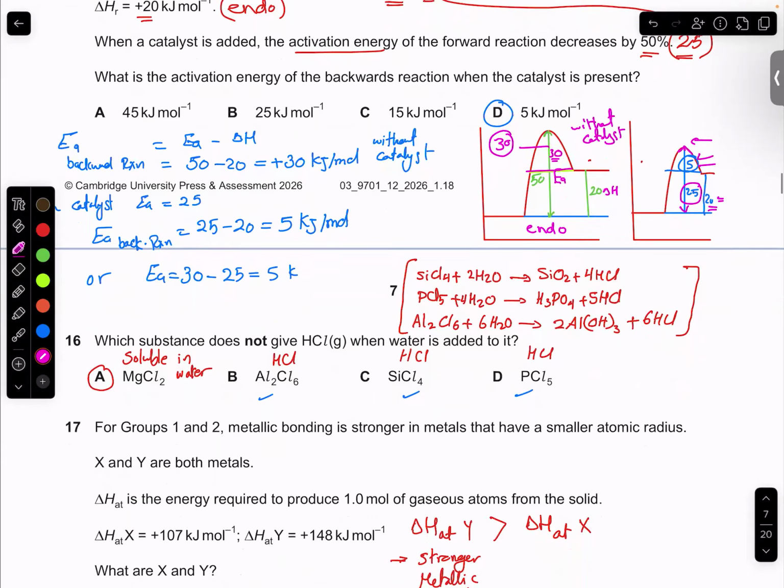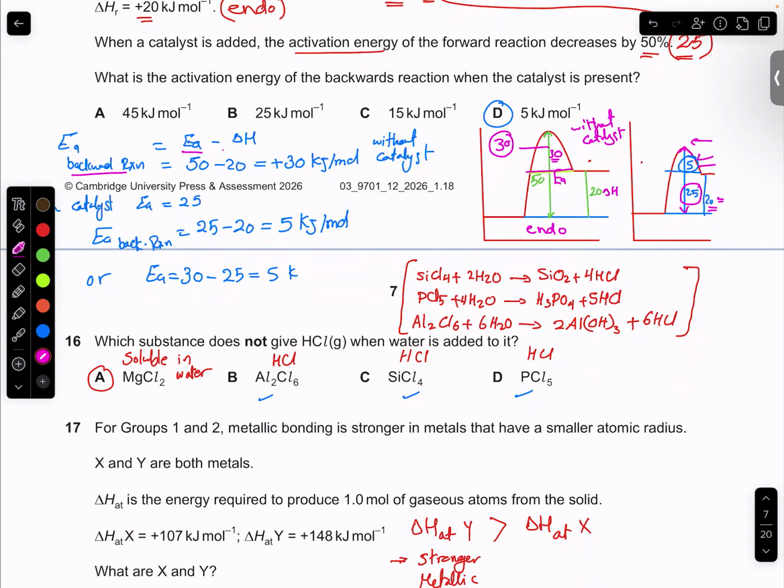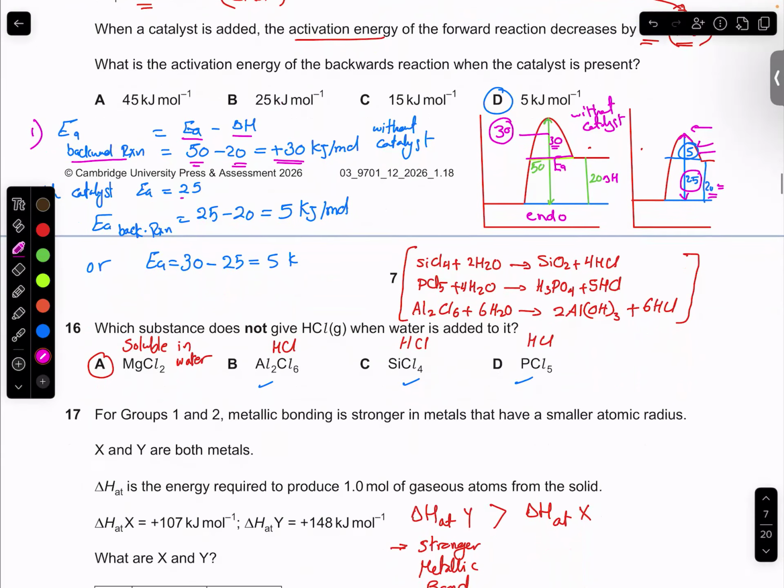Also, you can find it from here. Ea of the backward reaction equals the activation energy minus delta H. So for the reaction without catalyst, the Ea of the backward reaction is 50 minus 20, equals plus 30. This is without catalyst. But in the presence of catalyst, the new Ea will be 25, but delta H doesn't change. So you can find the activation energy for the backward reaction by subtracting delta H from the new activation energy: 25 minus 20 equals 5 kilojoules per mole.